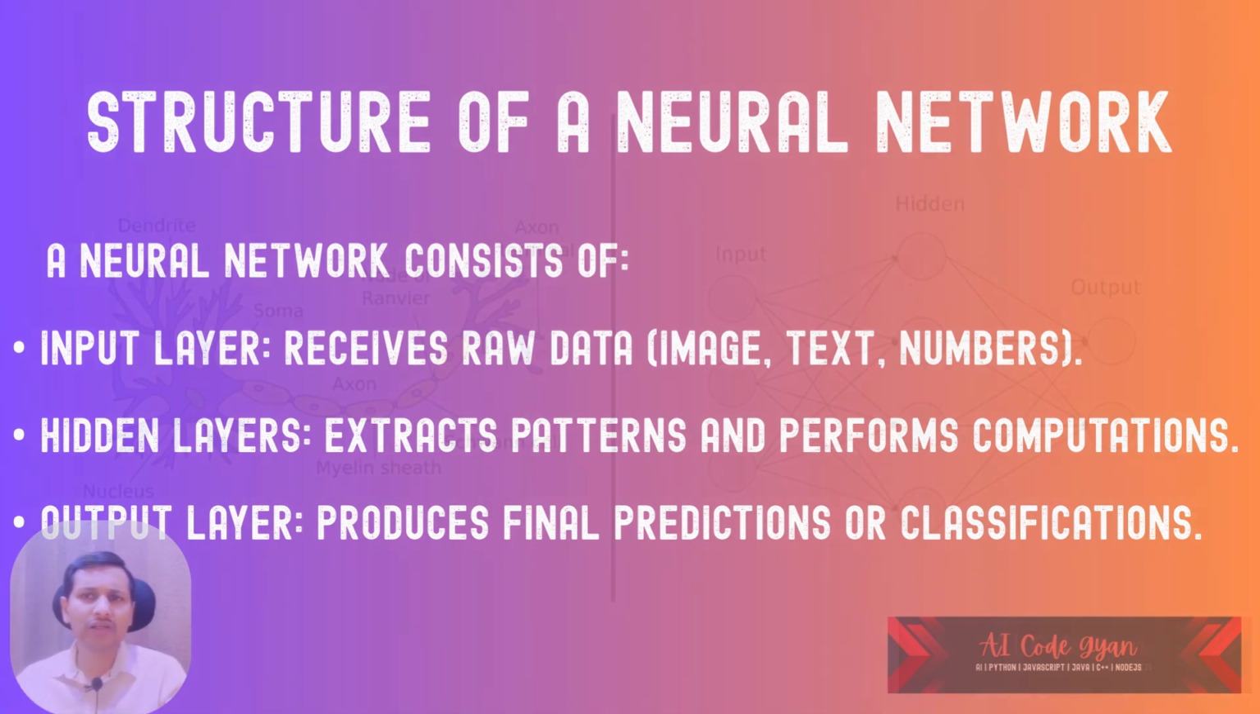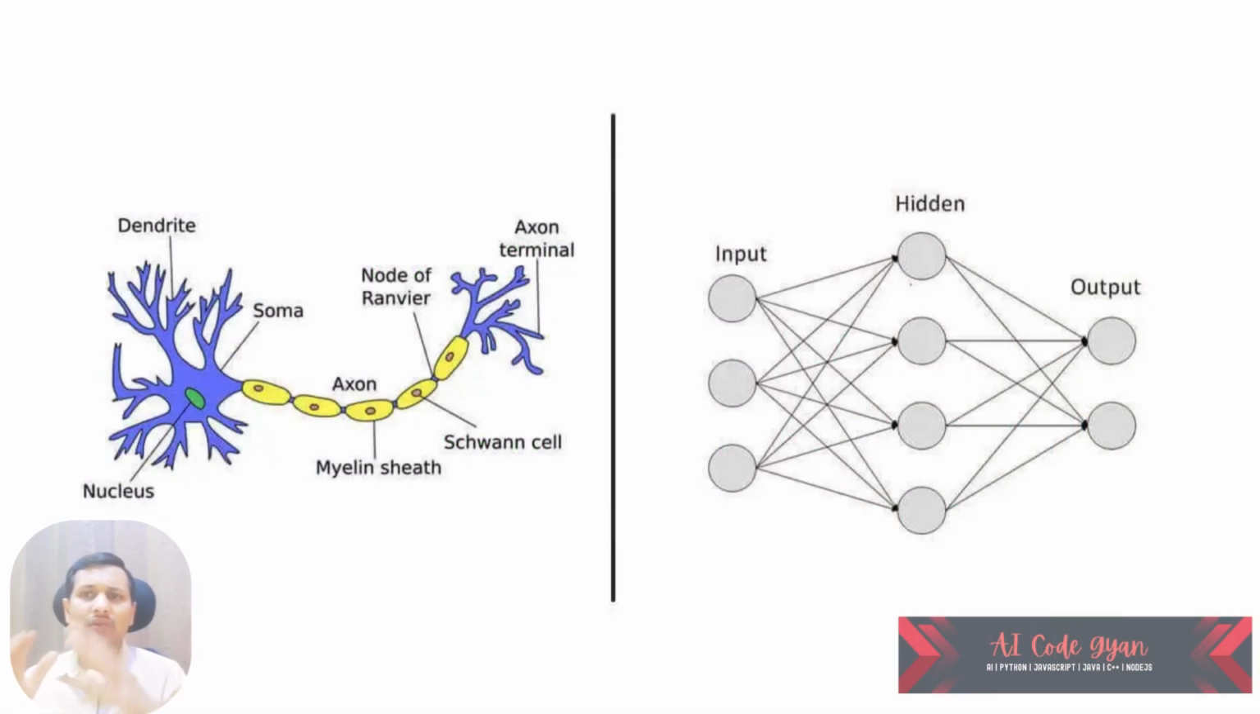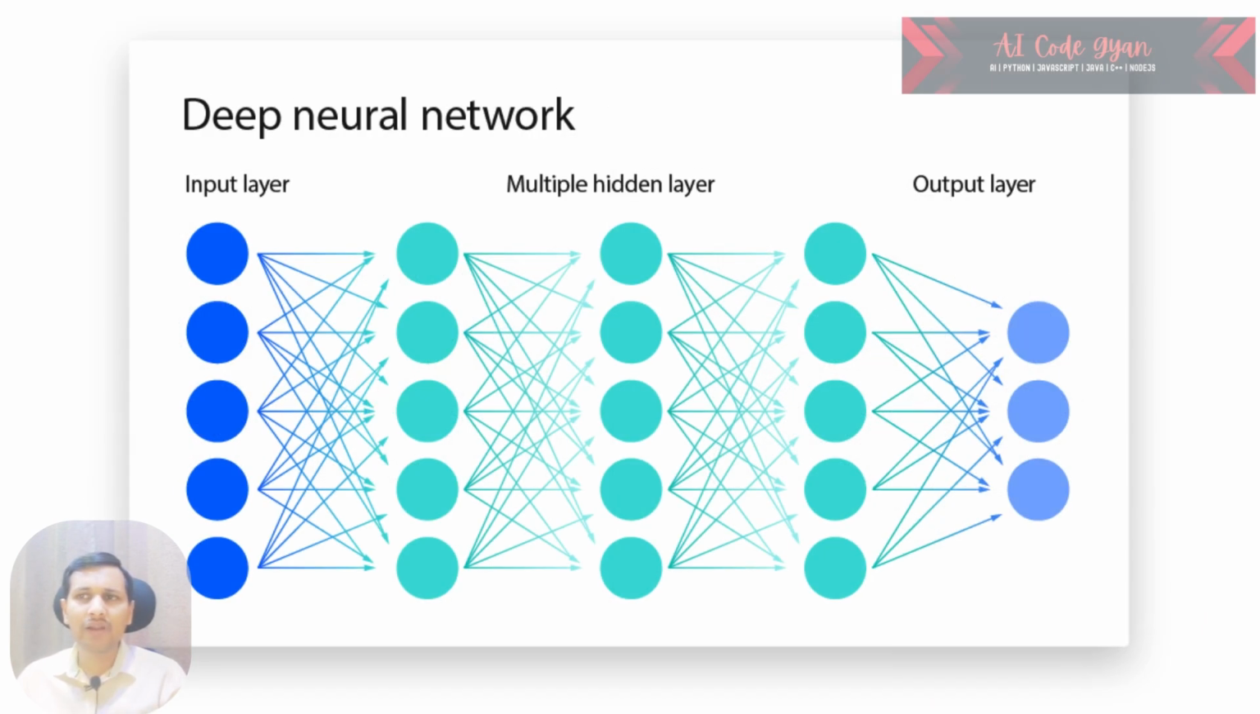Let us compare the human brain neuron and an artificial neuron. In the human brain neuron, we have dendrites and soma. Through the dendrites it receives the impulse or the message, the myelin sheath is like the hidden layer, and the axon terminus is like the output, which will transmit to the brain. Similarly, in the artificial neural network, we have an input layer, hidden layer and output layer. There can be multiple hidden layers here.